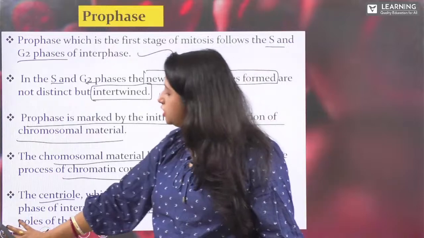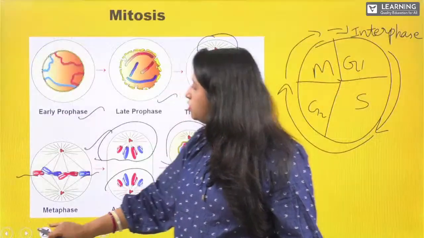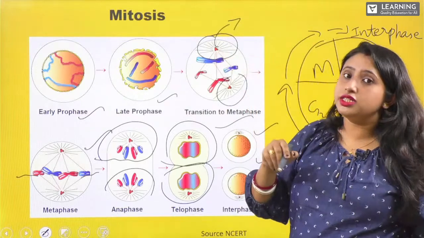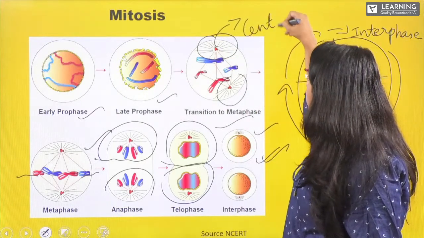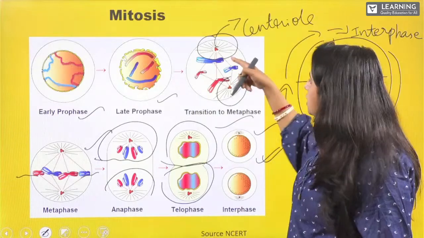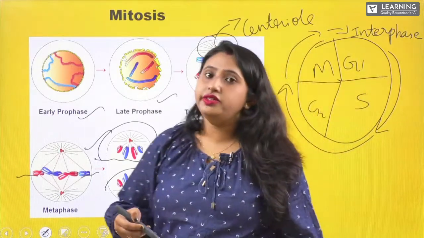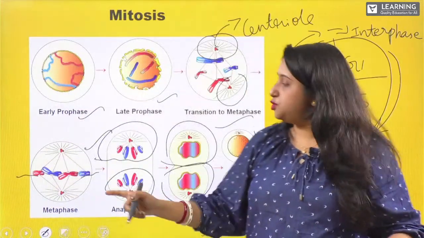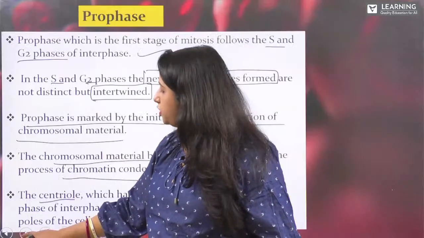So here you have seen the centrioles. As you can see, these are the centrioles. Now you can see that after the chromosome condensation, the centrioles begin to move towards the opposite poles, right? So it starts preparing for the metaphase stage.